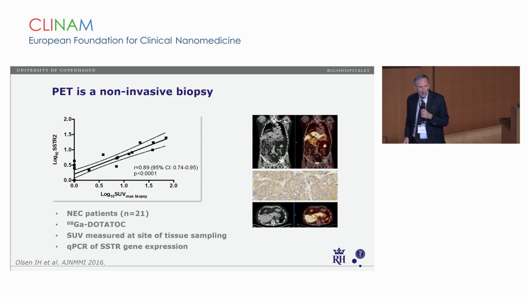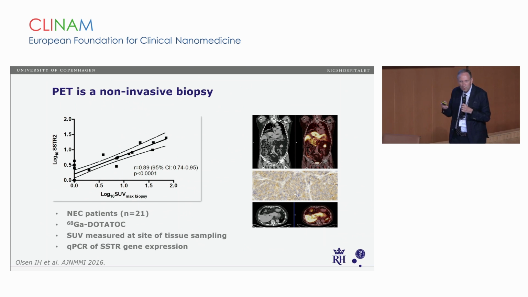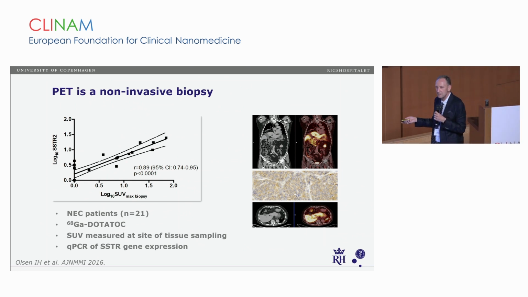The question then comes, how good is it? And it's really good. And why shouldn't it be? We all believe in immunohistochemistry, but that's also just an antibody. We can radiolabel an antibody and you get the same readout. So it's no less precise and you don't have the sampling error.